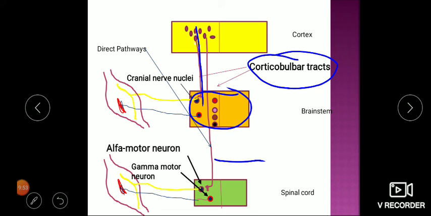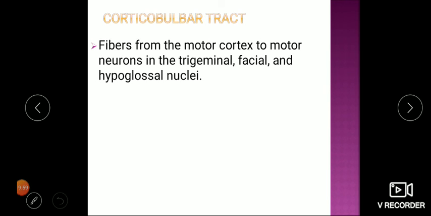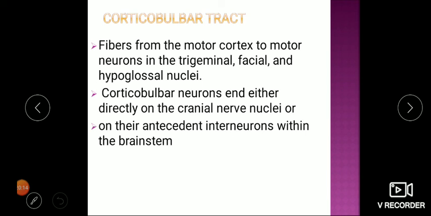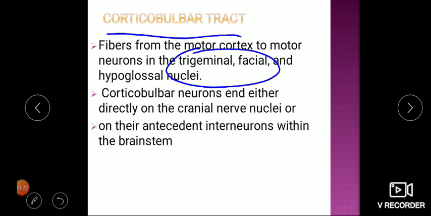And corticobulbar tracts are basically fibers from the motor cortex to motor neurons in the trigeminal, facial and hypoglossal nuclei. These are supplying the head and neck region. Corticobulbar neurons end either directly on the cranial nuclei or on their antecedent interneurons within the brainstem. So these corticobulbar tracts are controlling basically the head and neck muscle region, cranial nerves.